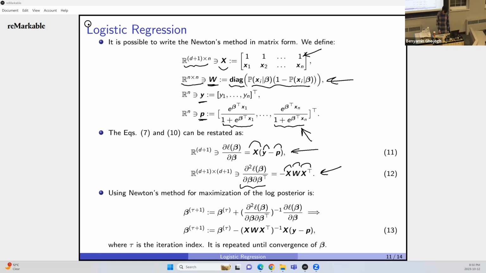I can use Newton's method. What was Newton's method? It's this, right? The previous beta plus Hessian inverse times gradient. Why am I using plus? Usually in Newton's method it's minus, because it's Newton's method for minimization, but here it's for maximization, right? But why do I have plus here? It's not because of Newton's method. It's because of the Hessian. The Hessian has a minus. Okay? And tau here is the iteration index. Repeat it until convergence of beta. You see that?